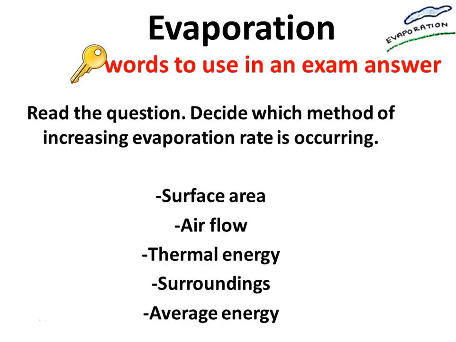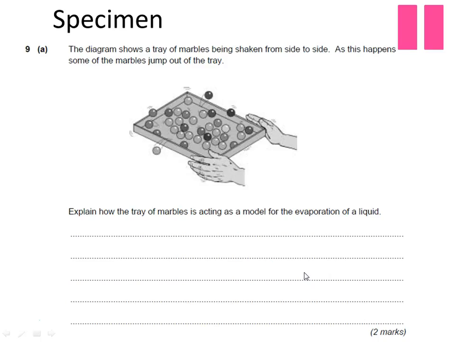Keywords to use in an answer would be surface area, airflow, thermal energy, surroundings, and the average energy. So this was a question on a specimen paper, pause it now. It was the last question and people found it quite hard.